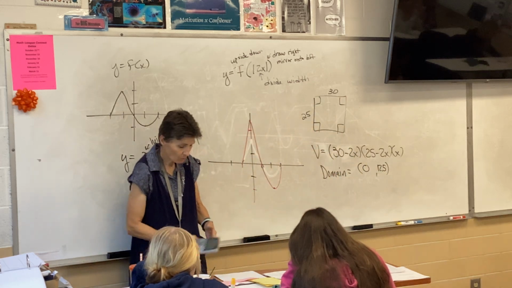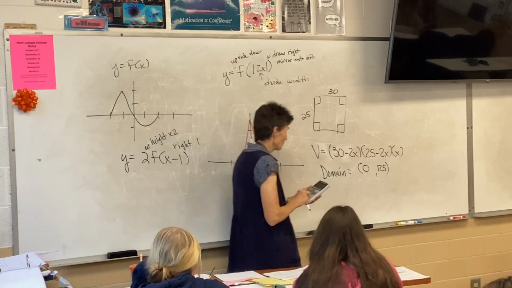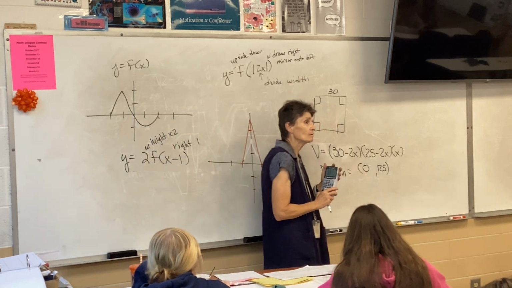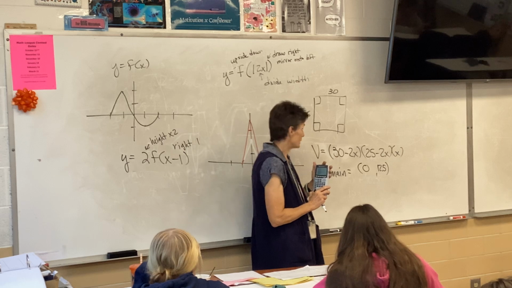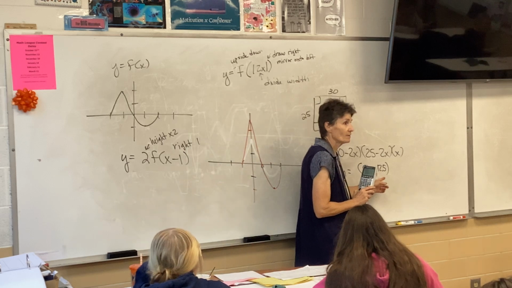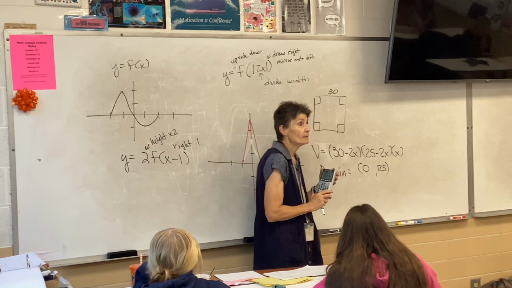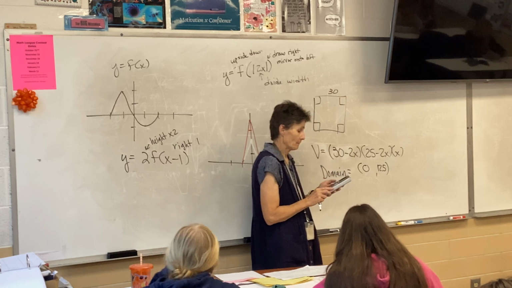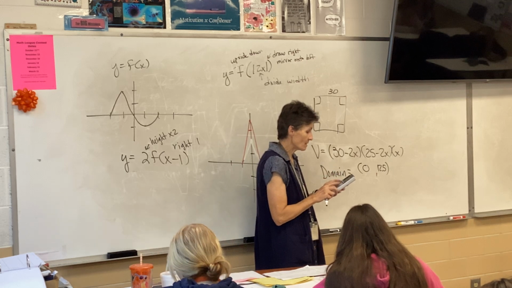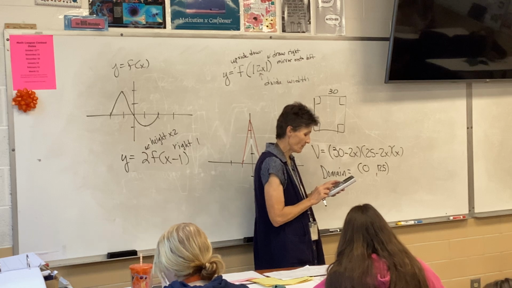And then we're ready to go to our calculator. You just put a fraction. I can put 25 over, or I can just leave it 25 over 2. Absolutely. So x min is 0, x max is 12.5.